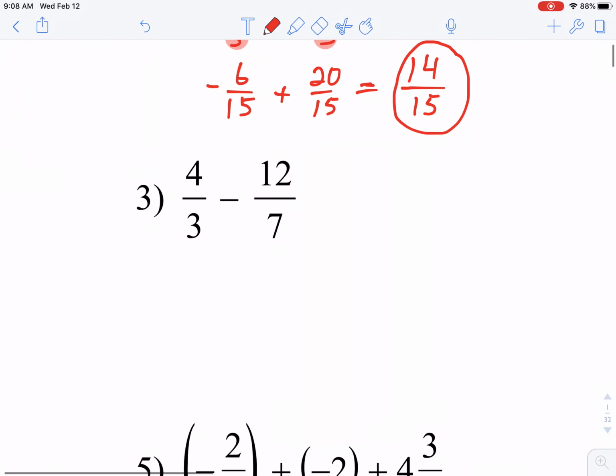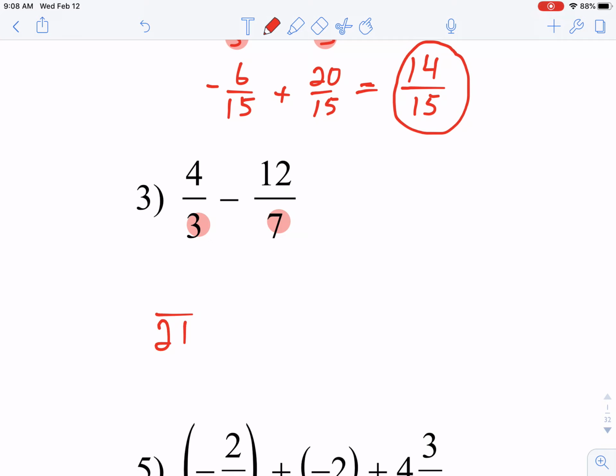Looking at number 3, we already have these in improper fractions. 4 over 3 minus 12 over 7. However, we still need to have a common denominator. And the common denominator for 3 and 7 would be 21.